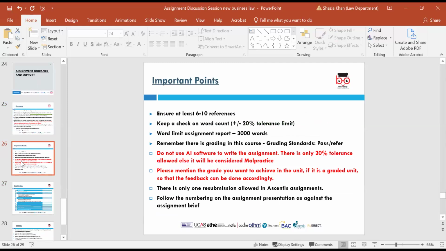There is a minus 20% tolerance limit for AI, so it needs to be below that. Avoid using it in some cases. The word count for this assignment is 3,000 words.